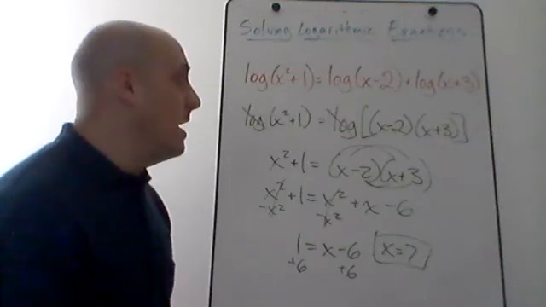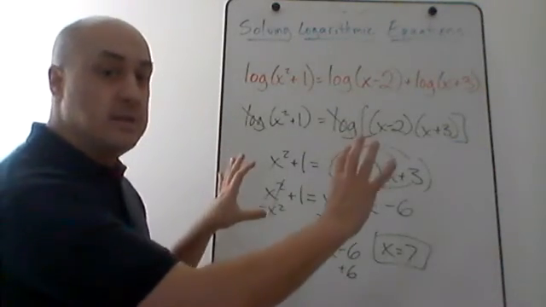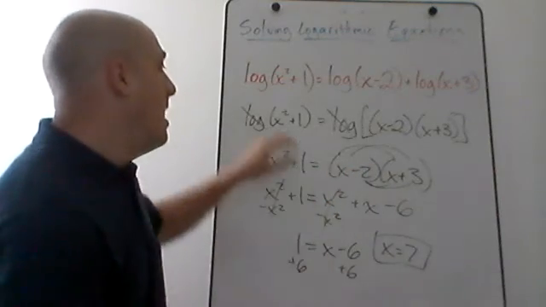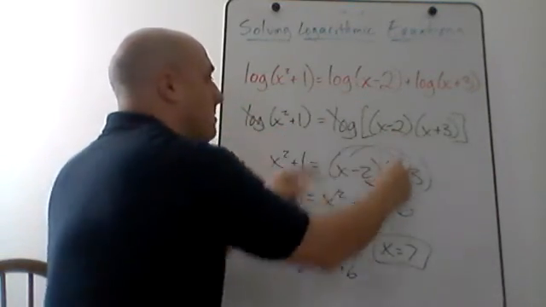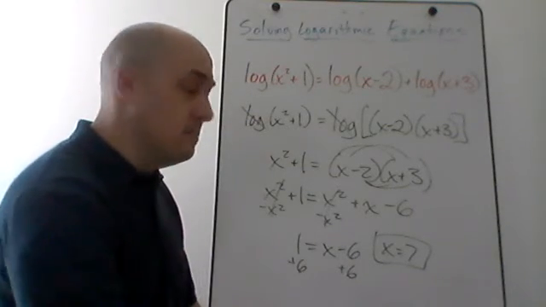All right, so that's solving a simple type of logarithmic equation where I have logs on each side of the equation, they both have the same base, I ignore the logarithms, and I set the two arguments equal to each other, and I just go ahead and solve from there.